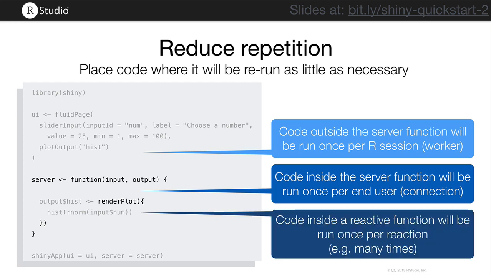And then finally, you'll be making outputs using render functions. The code inside of a render function gets run most often of all. Every time someone switches an input, that code will be rerun. It might be rerun 100 times a minute or so. So you should put the bare minimum code inside a render function that is necessary for updating that rendered output. So that's the first tip I have: think about where you call the code in your Shiny app.